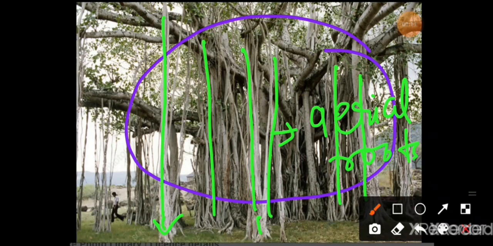So, in this part, we learned about the parts of a plant, the root system, the shoot system, the root and its functions.